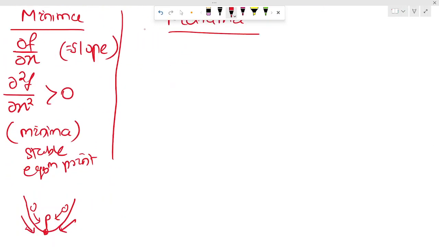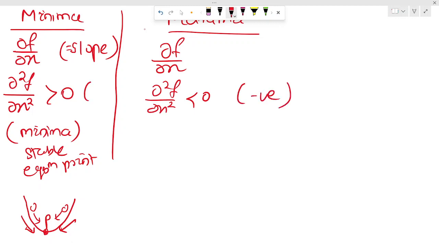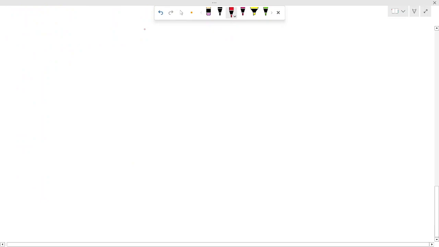When I talk about the maxima, you first have to calculate del f by del x, and if del square f by del x square is negative, here it is positive and here it is negative. So this point is called the maxima. Do you get it? I will do some problems for you, those that have already come in your exam.